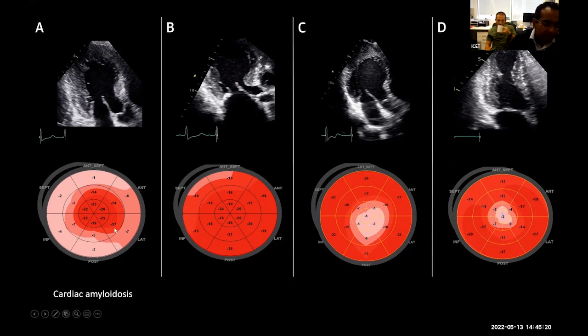And this is a typical cherry on top pattern, where you've got hyperkinesis of the LV apex and hypokinesis of the basal and the mid segments. The reason for this is that you've got a lot of infiltration of the amyloid proteins, resulting in restriction of those patterns, or a reduced strain.